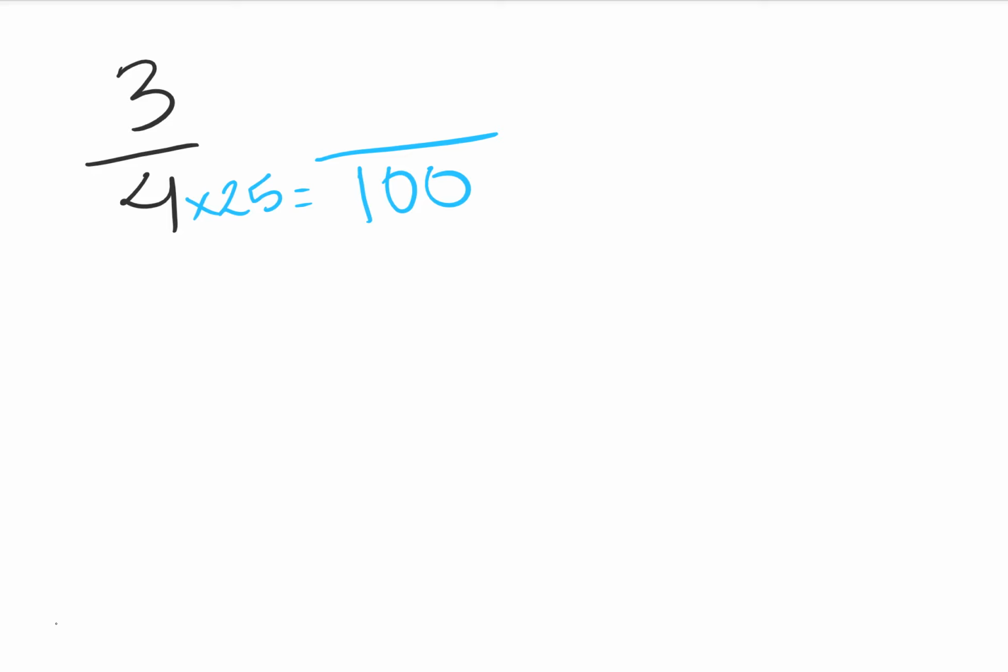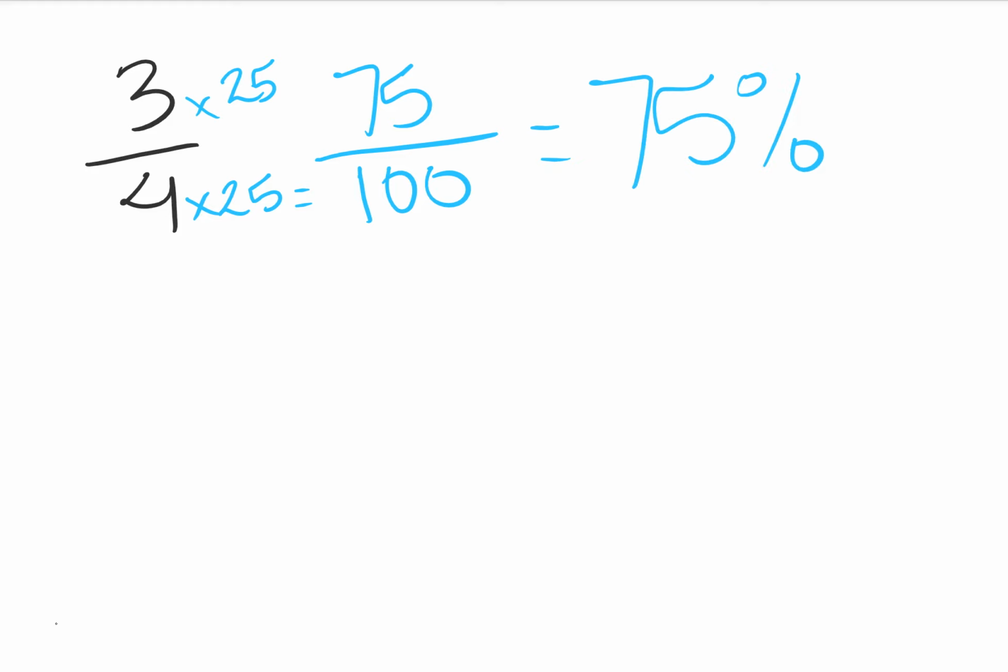What I tell my kids is what you do to the bottom number, the denominator, you also have to do to the top number, the numerator. And 3 times 25 is 75. So 3/4 actually equals 75%. If you can make your fraction an equivalent fraction with a denominator of 100, then that numerator is exactly what your percent is.